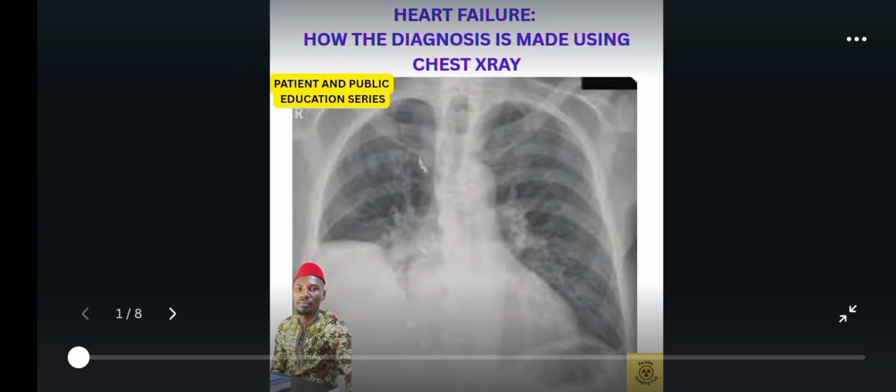In today's patient and public education series, we look at heart failure, how the diagnosis is made using chest X-ray.